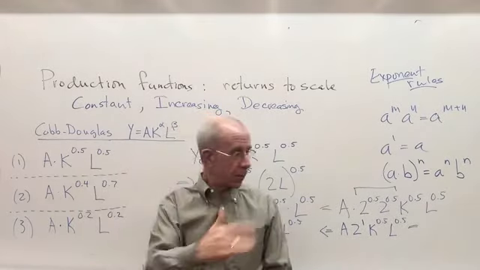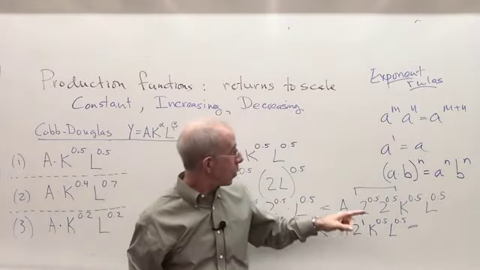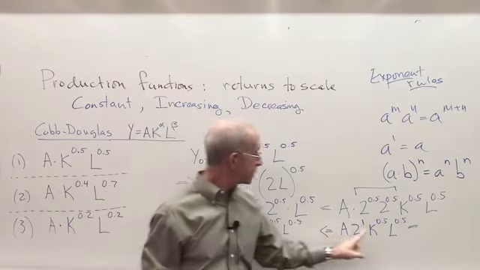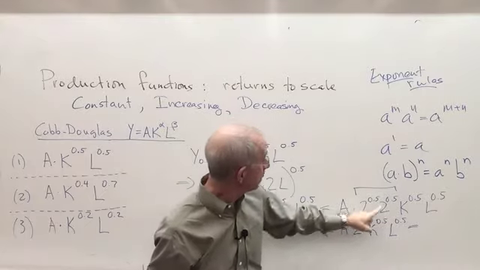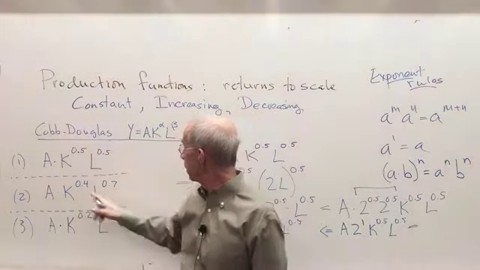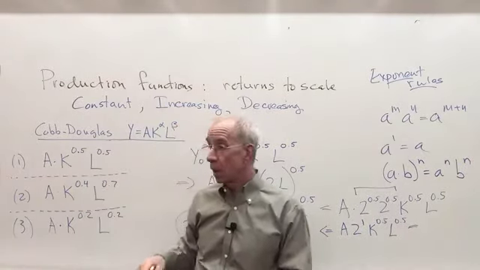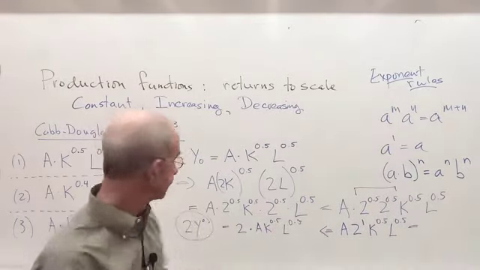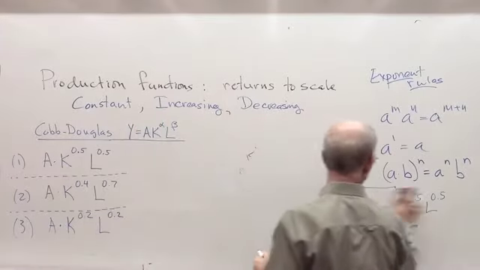Now you can do exactly this same thing with these other two versions of the production function. Just follow exactly the same steps, where you're going to get a different sum of the exponents. So for example, 0.4 plus 0.7 would be 1.1 instead of 1.